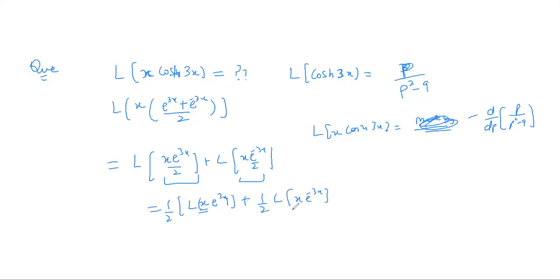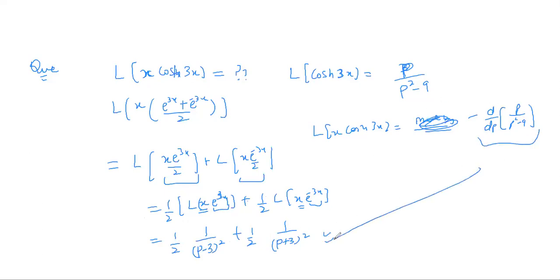So we already know L of x. Here also we will be doing shifting. So it will be 1 by 2. What is L of x? L of x is 1 by p square. And with shifting done, it will be 1 by p minus 3 whole square, and this will be 1 by p plus 3 whole square. So now you simplify, and they will be the same.